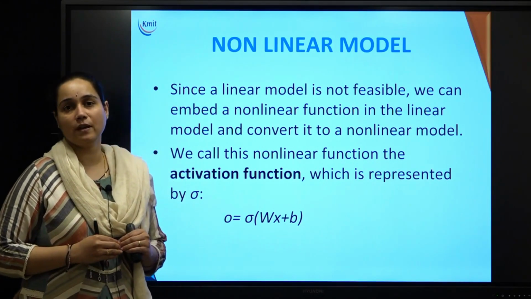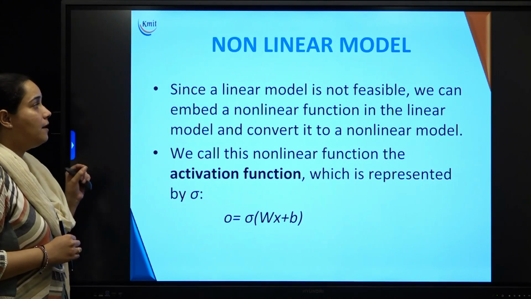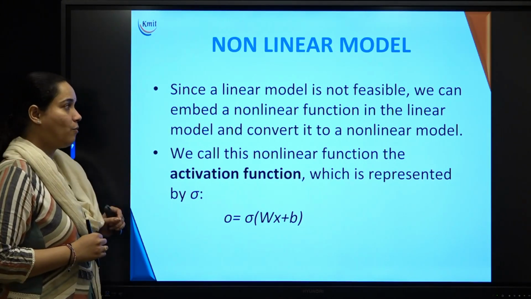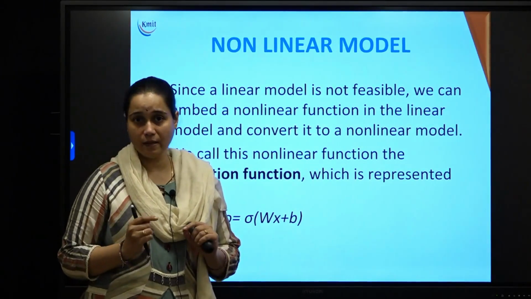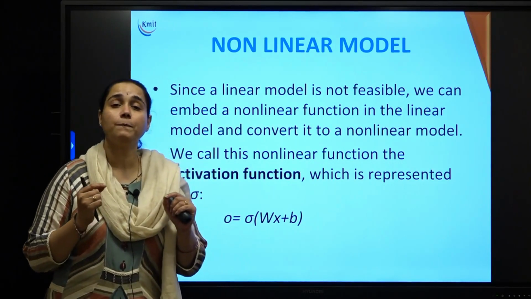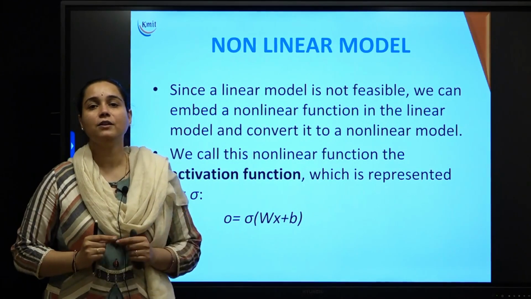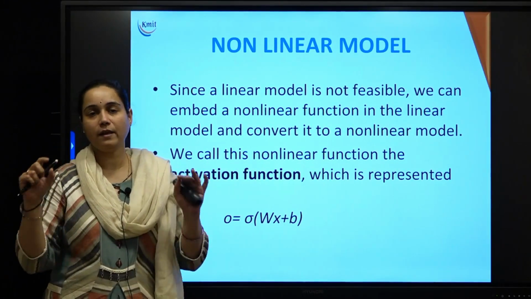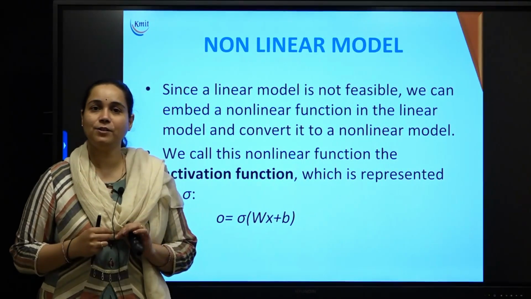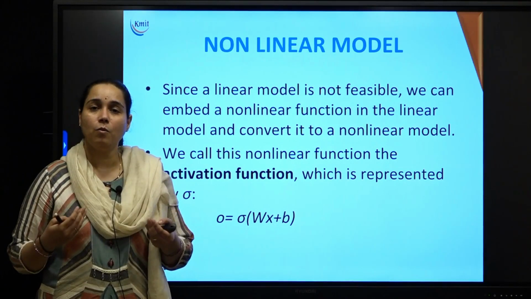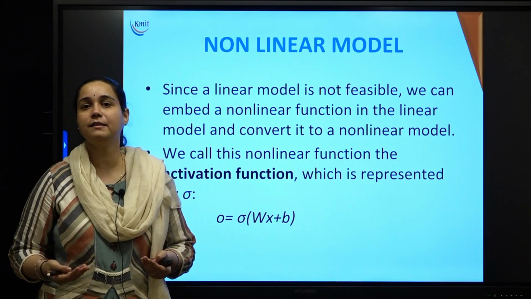So that was the solution I was talking about. Since a linear model is not feasible, we can embed a non-linear function in the linear model and convert it to a non-linear model. This is the beauty of deep learning, wherein you can build a non-linear model just by inserting a suitable function into a linear model. So entirely it will be a normal linear model that you will be working with. You add a non-linearity to it so that it can handle the complexities that have been involved with the increase in the data sets.